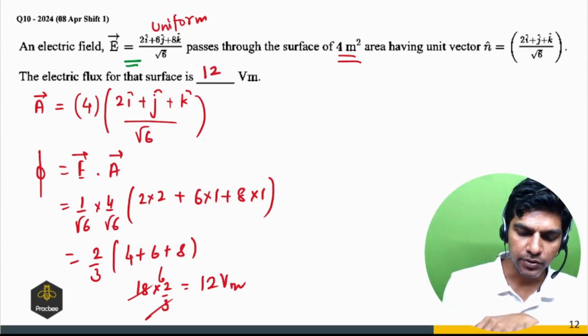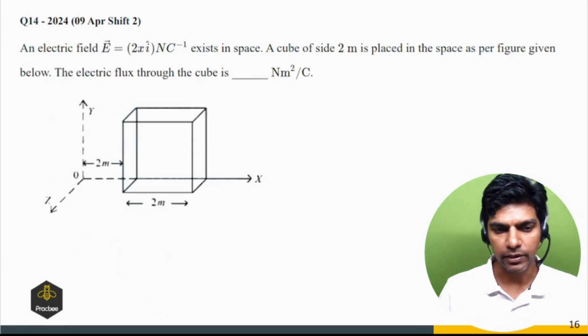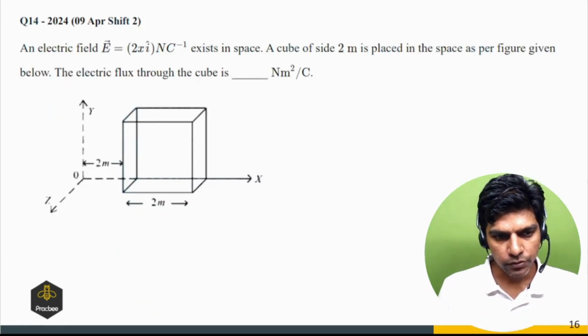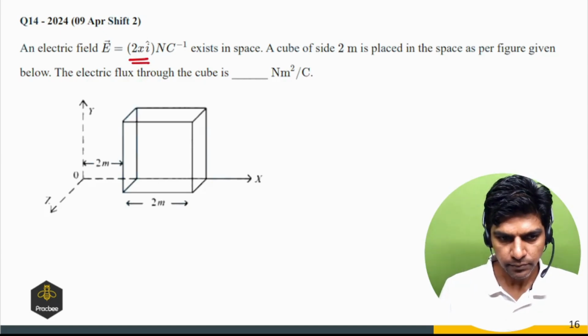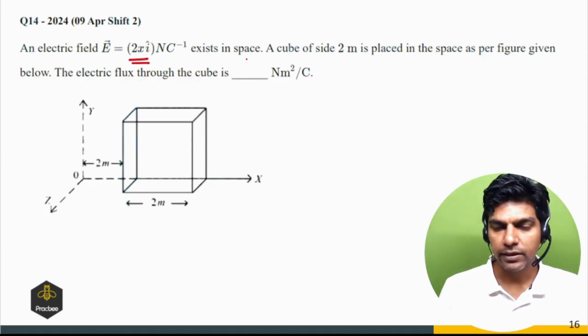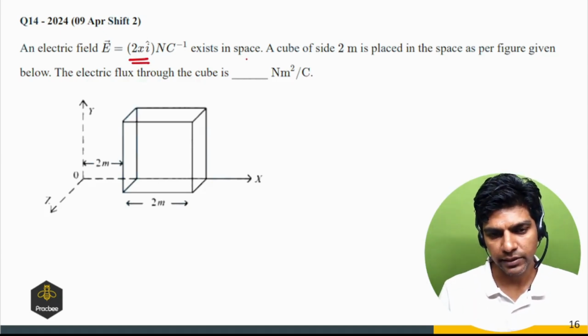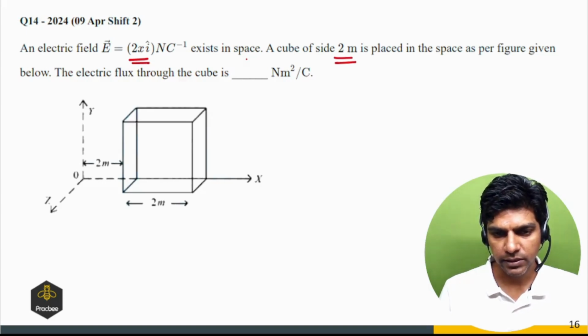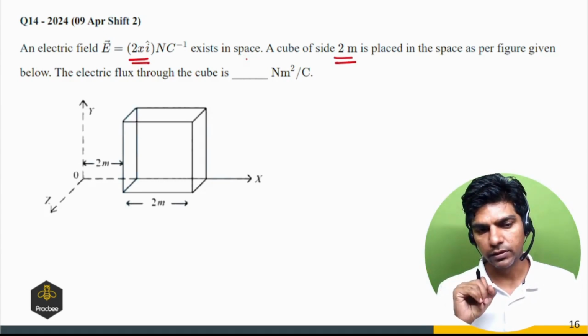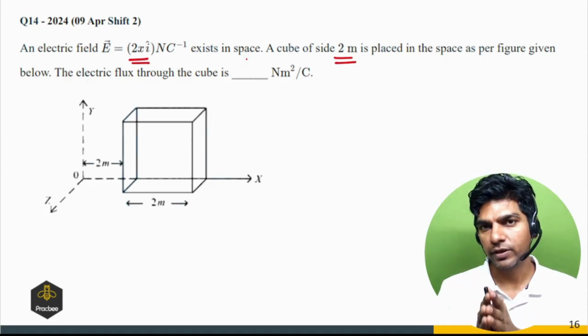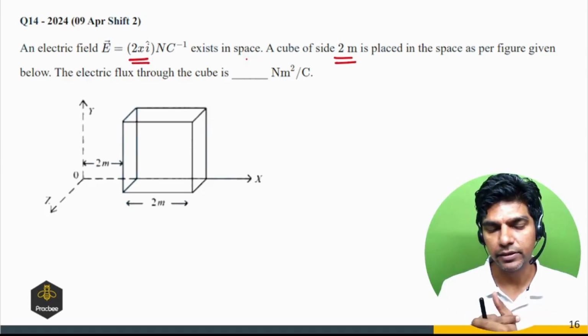Now let us see the illustration where the electric field is variable. Here the electric field is given as 2x i cap. So it is varying with x, exists in space, and the direction is also fixed. It is in the right direction, in the x direction. A cube of side 2 meter is placed in the space as per the figure given below. The electric flux through the cube is, so here we have a closed figure, that is a cube. In such cases you have to find the flux through each face, and then algebraically add them.